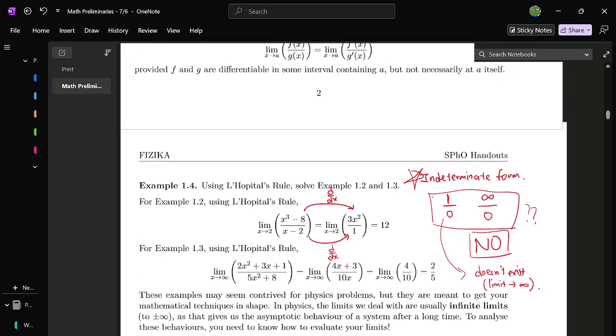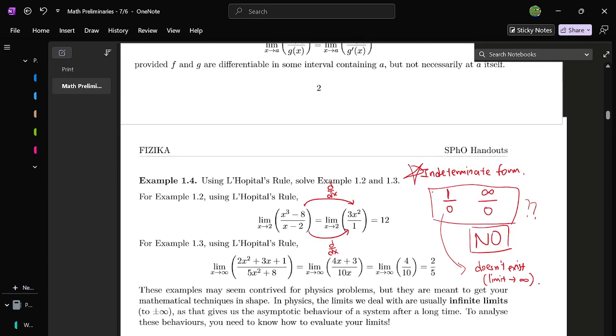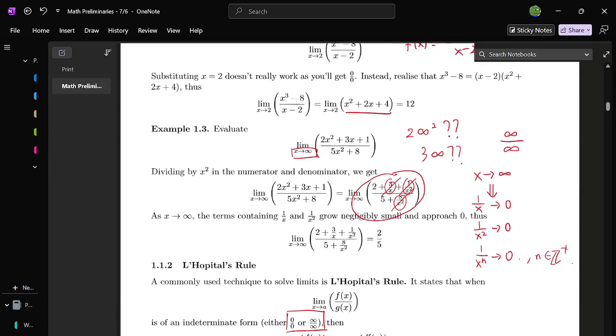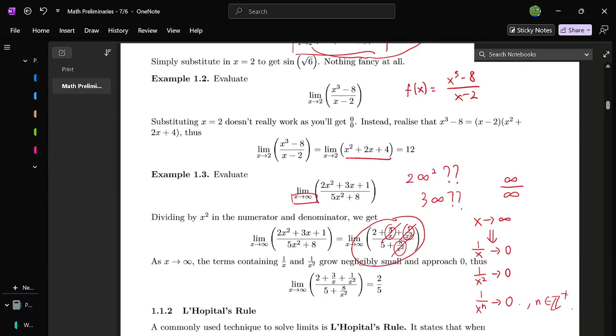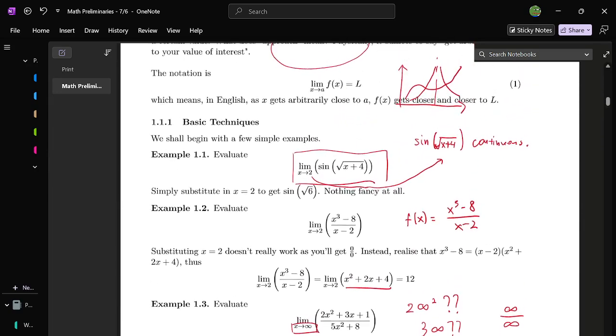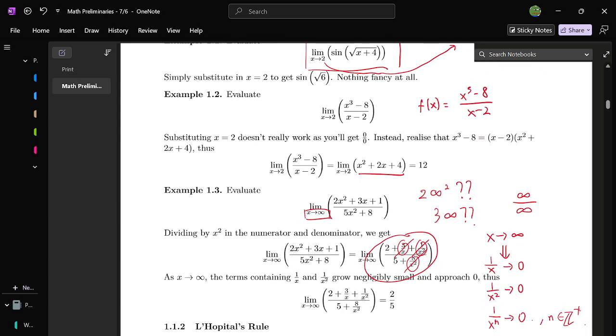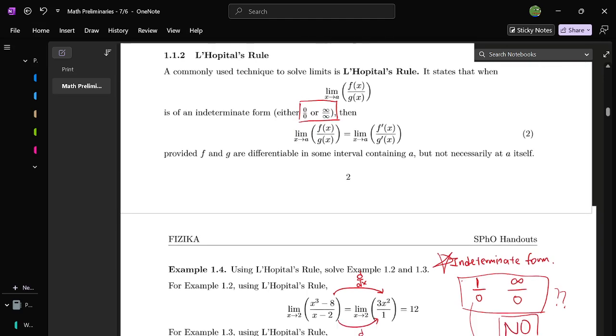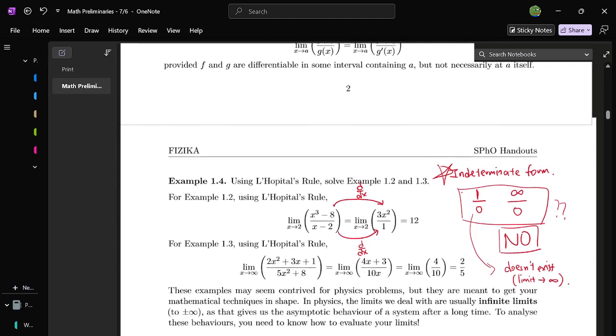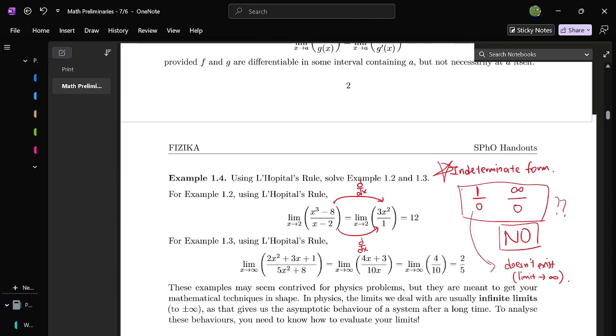Okay. So far you have seen some very mathematically involved examples. And you might say that nowhere in physics am I going to get a function such as sine of the square root of x plus 4, or 2x squared plus 3x plus 1 over 5x squared plus 8. That's not going to happen. And I agree with you. That's not going to happen because these examples are quite contrived for physics.